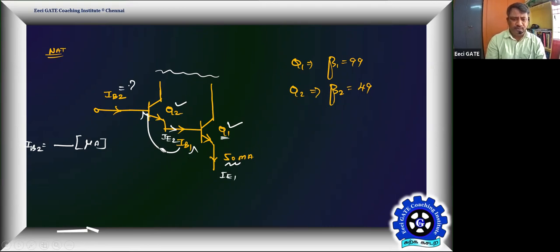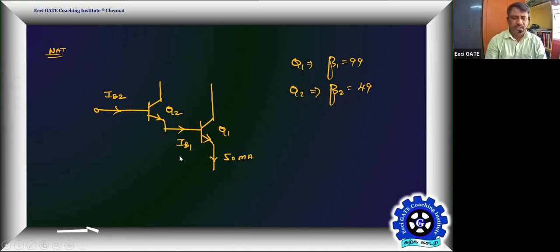Anyway, without disturbing the problem figure, let me take it to the next one. We'll see how we can easily answer this problem. It's 1 mark only, numerical answer type. You need to feed the answer with the unit 10 microamps; you need to feed only the number. Yes, that's our problem figure given. It's 50 milliamps. Therefore, we can find the base current IB1.